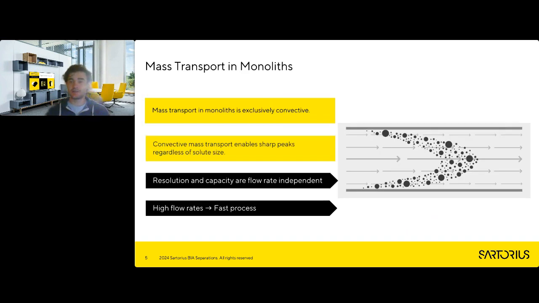Due to the channels, the flow through the monolith is convective. So every mass transfer that goes in is exclusively convective. That means the convective flow offers resolution and capacity independent of flow rate. That means that what you develop on the plates can easily be transferred to the column format or larger plates.